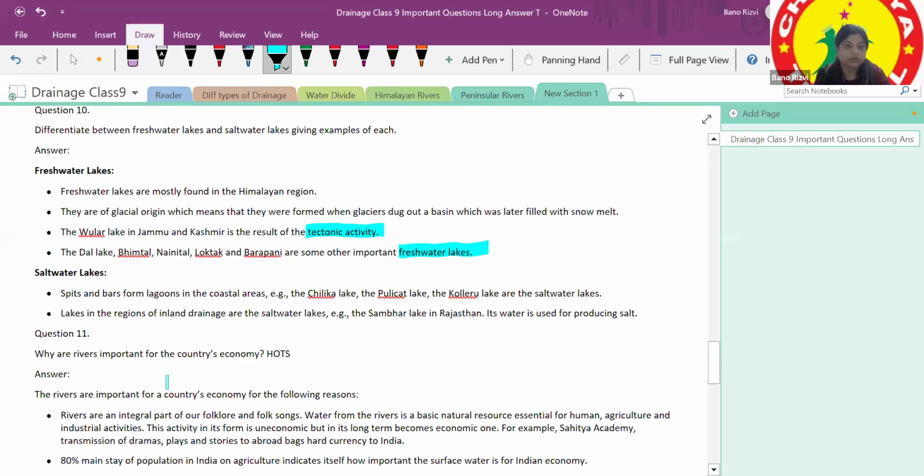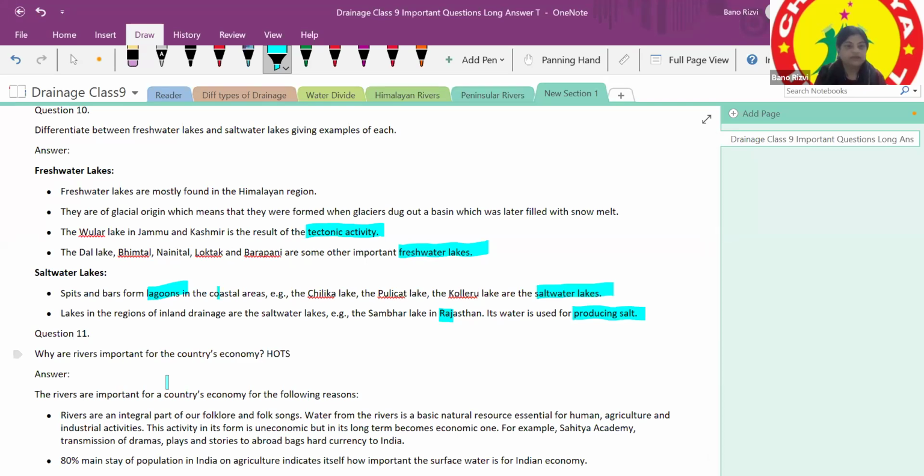So now let's talk about the saltwater lakes. Spits and bars form lagoons in the coastal areas. Chilika Lake, the Pulicat Lake, the Kolleru Lake are saltwater lakes. Lakes in the regions of inland drainage are also saltwater lakes, that is the Sambar Lake in Rajasthan. Its water is used for producing salt.